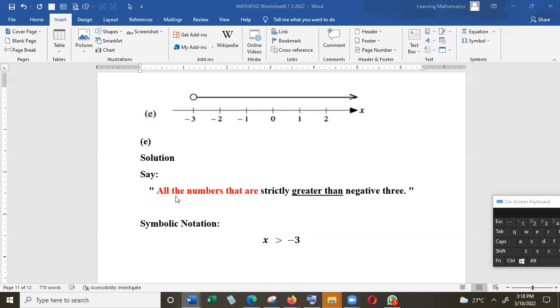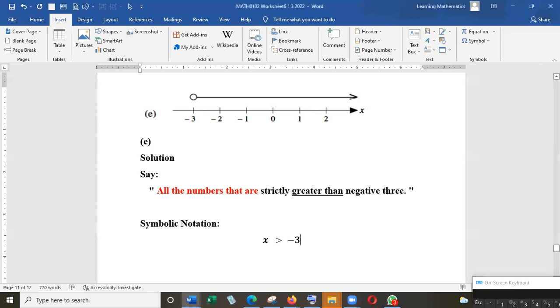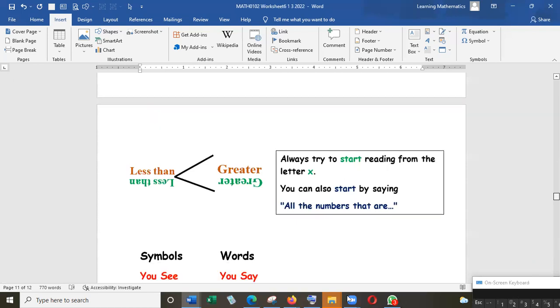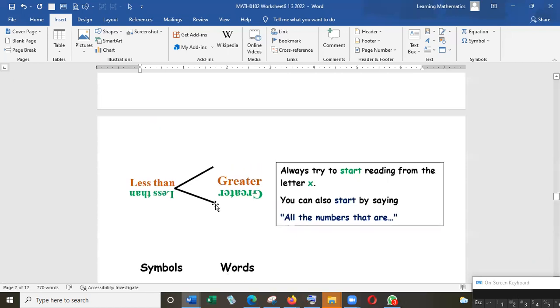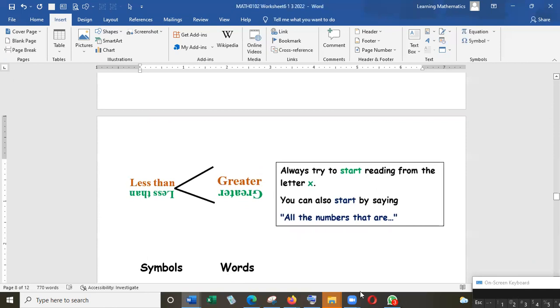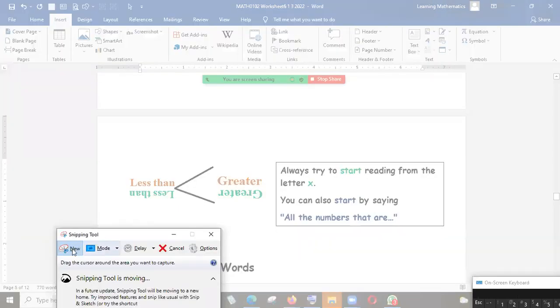Now, as we say all the numbers that are, the word that we said is greater than. Okay? Now, you can remember that we said the inequality sign has two parts. It has the greater than part and it has the less than part. Okay, remember we said that. Here it is. The greater than part and the less than part.